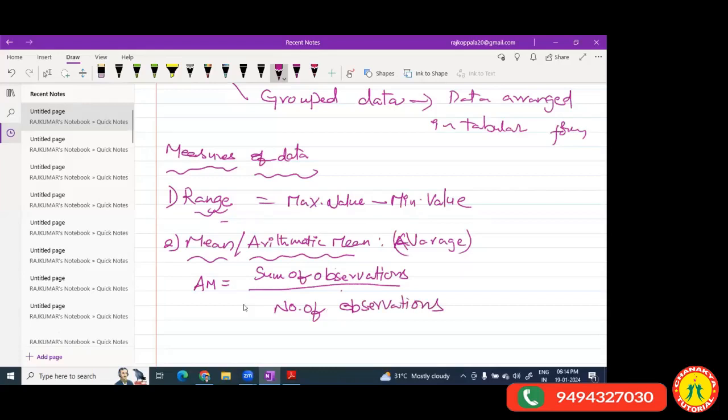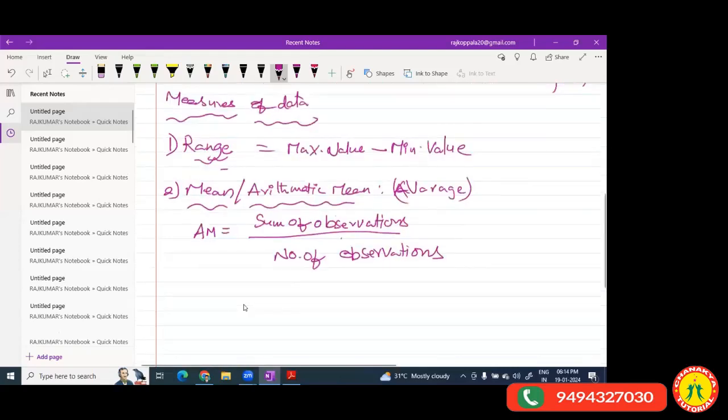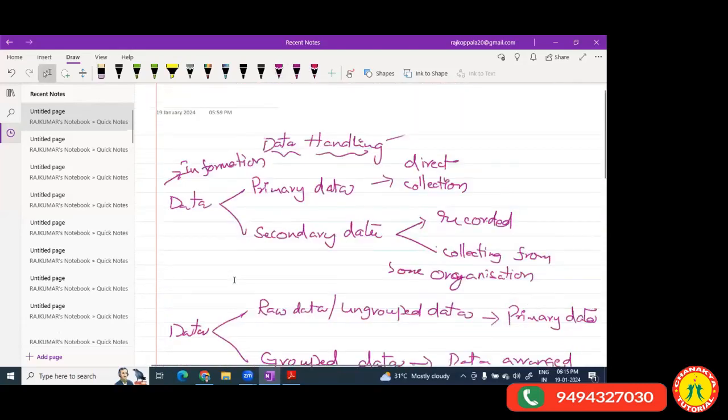Next, the third one is mode, and median also is there. We will discuss median, mode and mean later. First we will see what the range is and how to find the range of the given data, and how to find the mean of the given data. We will see that in the exercise. First you write this. You know this.